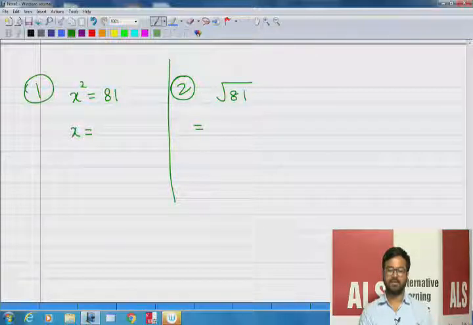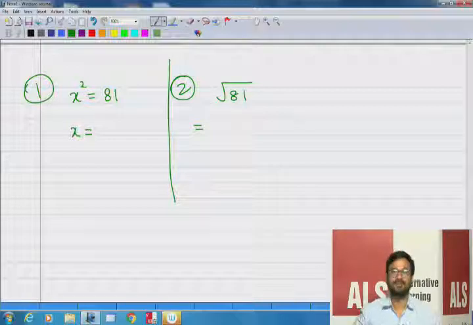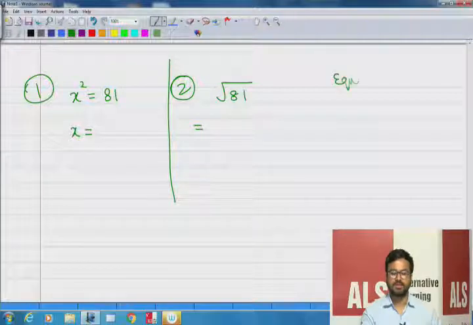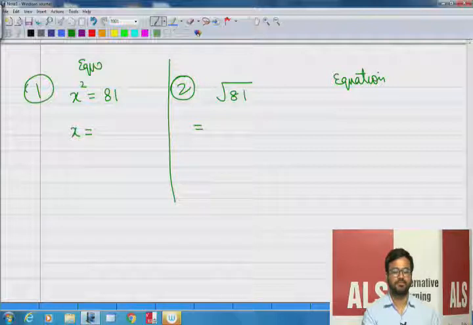Both are 9. No, that is the main difference. There is a difference between these two questions. See, there are two things. This is a very important one, make a note of it also. There is a difference between equation. This is an equation and this is an expression.